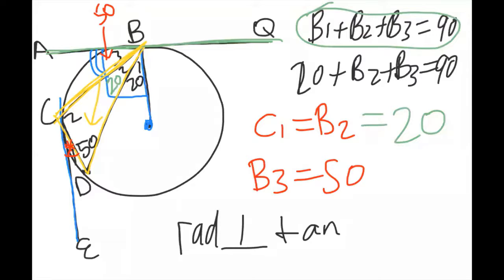To summarize for the last time, we needed C1, but we had B1 and we had this D. The first thing is to know that C1 equals B2, because of the tangent chord theorem. Then we use B3, which we calculated as 50, and that gave B2 as 20, and that gave C1 equals 20.